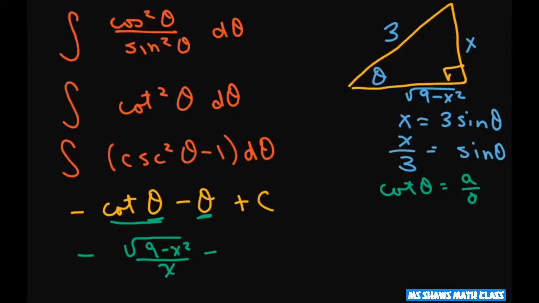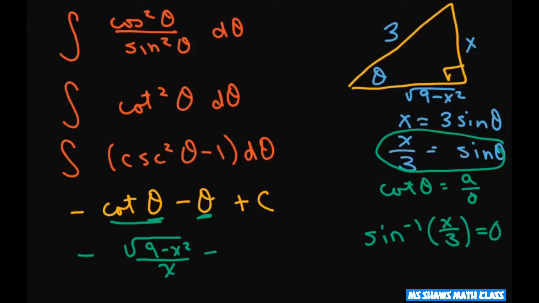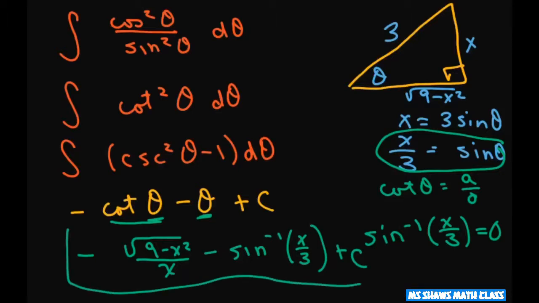So to solve for theta here, all you have to do is take inverse sine of x divided by 3 equals theta. So that's going to end up being minus sine inverse of x divided by 3 plus c. And that will be your final answer.